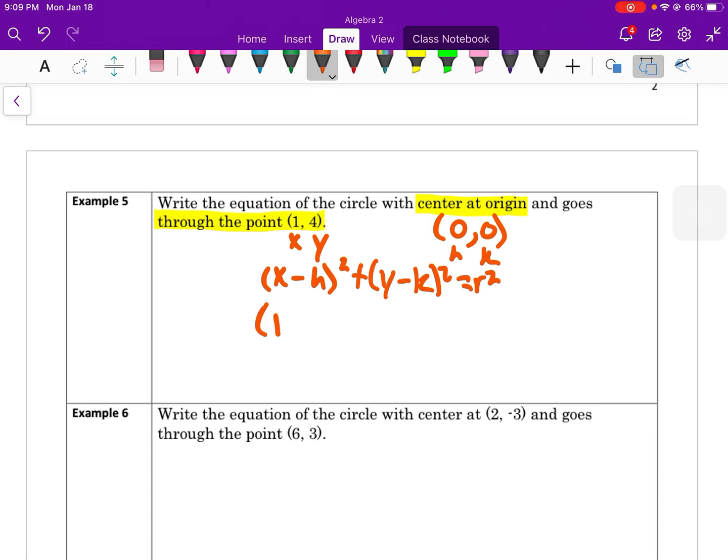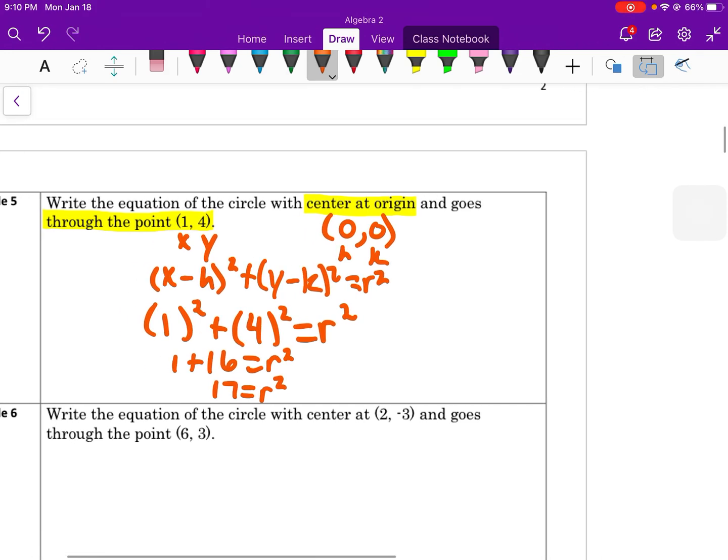x equals 1. h is 0, so I'm just going to leave it. Plus y is 4. Again, here k is 0, so I'm going to leave that. And we have not found r squared yet. Now we can simplify. 1 plus 4 squared is 16... so 17 equals r squared. You could solve for r, but we have enough information to write the equation. It was centered at the origin, so it's of the form x squared plus y squared equals, and we found r squared to be 17.